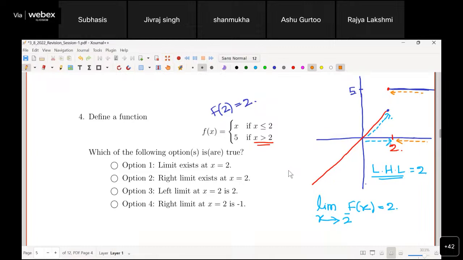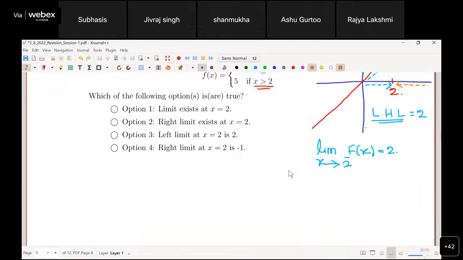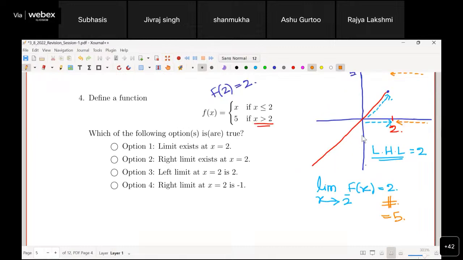So my left hand limit is 2, my right hand limit is 5, right? So it's clear both are different. So in that case, the limit of the function at 2 doesn't exist. Is it clear now? Yes, sir.